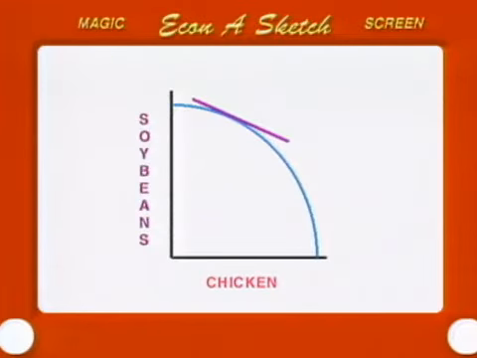Recall that the slope of the curve is related to the opportunity cost of the commodity plotted on the horizontal axis. As the supply of chicken increases, more and more soybeans are given up. So the cost, or the price of chicken, exhibits a direct relationship to the supply of chicken.